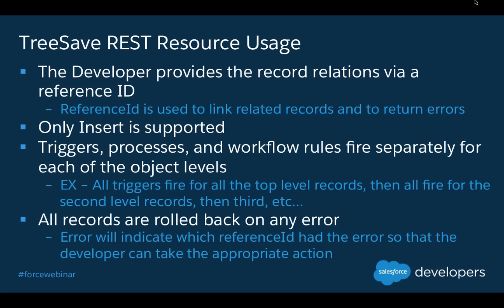Any triggers, processes, and workflows fire separately for each of the object levels. So when we process this, if your top level is account and your second level is contact, we first insert all of the accounts, run all of the triggers, processes, and workflows for those accounts, and assuming everything is successful, the next step is for us to insert all of the second level records, which are contacts. For that, we then run all the contact triggers, processes, workflows, etc. Then we would move on to the third level.